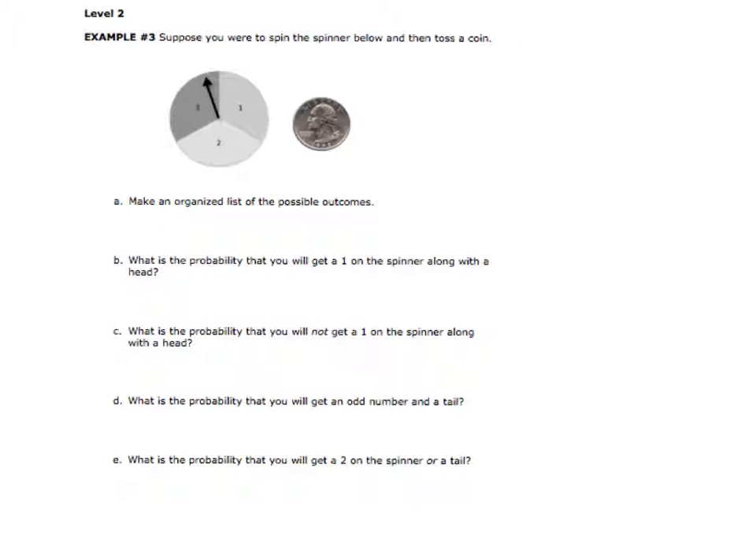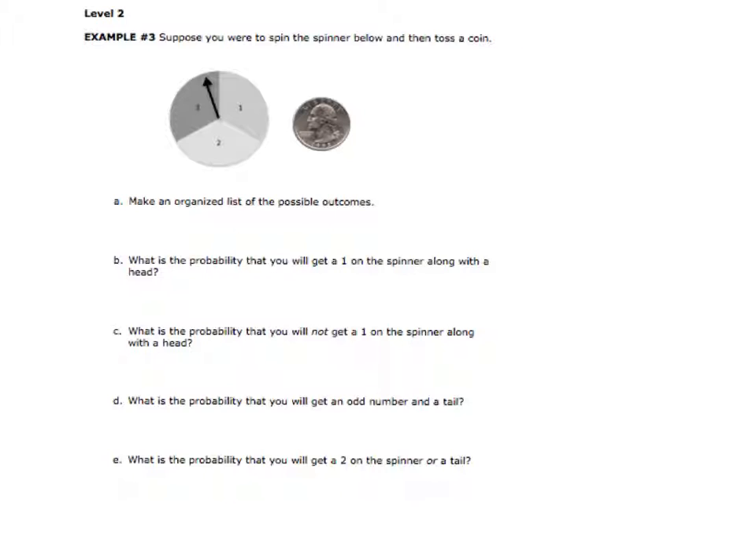Okay, level 2. So what we have here is more than one probability going on at a time. The questions will be like, what happens when we spin a spinner and flip a coin? What's the probability then? So what I'm going to get you to realize is a couple things. In this problem, we've got a spinner that has 3 numbers and a coin that has 2 outcomes, a heads and a tails. It says make a list of the possible outcomes.